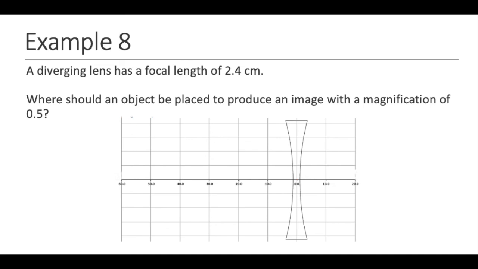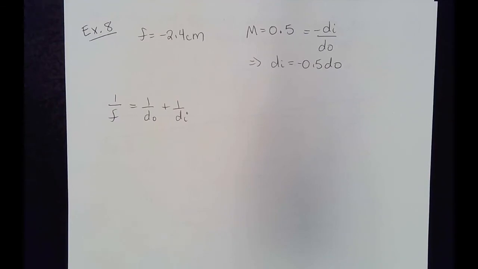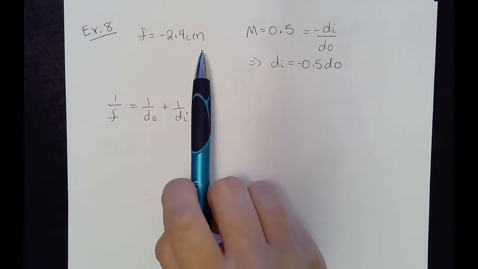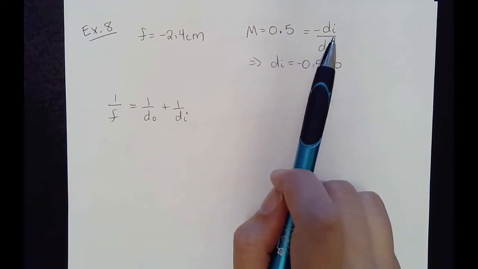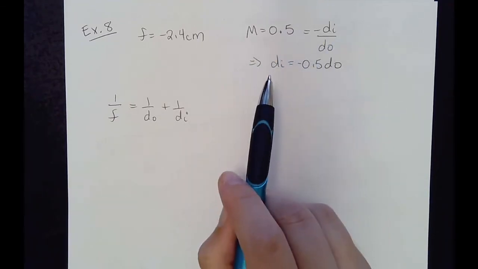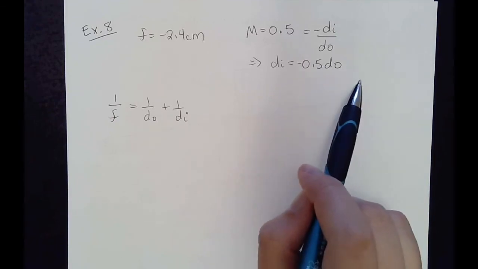Example 8. A diverging lens has a focal length of 2.4 centimeters. Where should an object be placed to produce an image with a magnification of 0.5? So this is not incorrect. Often the focal length, if it's just said in a sentence, will not have a negative sign with it. So we do need to remember to add negative since it's a diverging lens. And then the magnification is 0.5, which is negative di over do. So di is negative a half do.